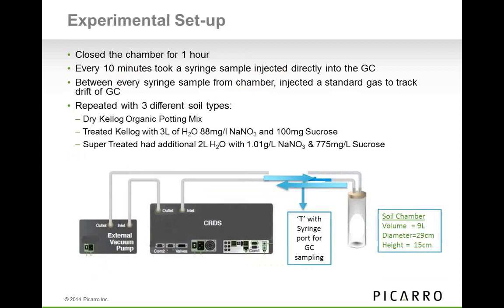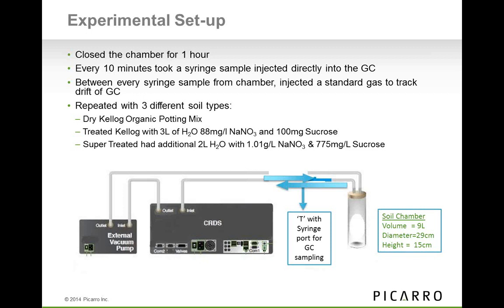Now we can look at the experiment that we actually ran. We used a chamber that was around 9 liters, and we closed that chamber over the soil and let the gas recirculate through the Picarro G2508 using the external pump. The whole system is leak tight, and we check that. The outlet of the pump goes directly back into the chamber, causing mixing in the chamber. We also put a T on top of the chamber, and we take a GC sample from that T, which has a septum on it, every 10 minutes.